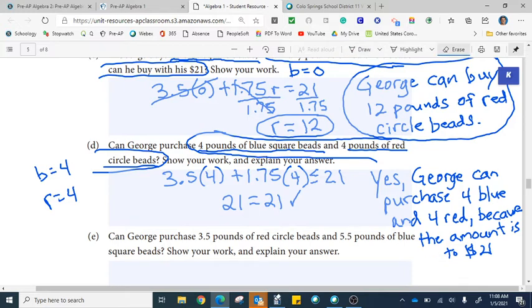When I'm writing, I write words. When I'm doing math, I use math symbols for the most part. Okay?